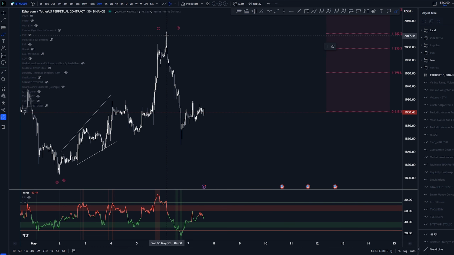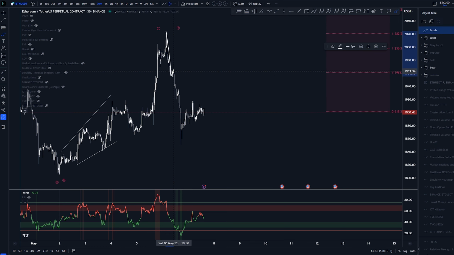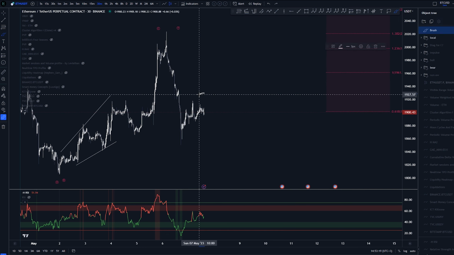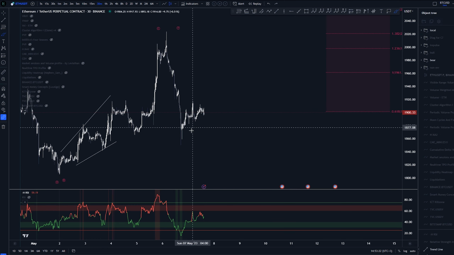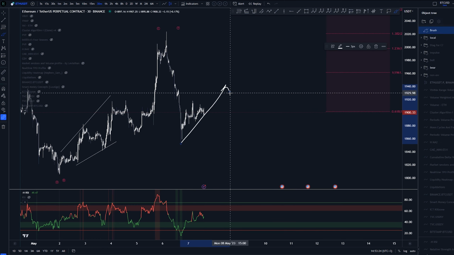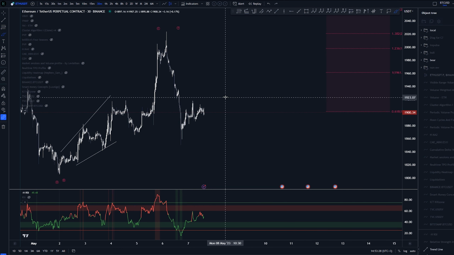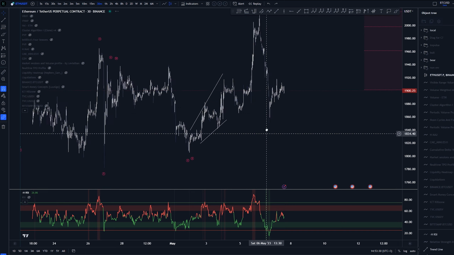Not really to me, because again, this structure here is not really that large to be able to be connected with this. So I think this structure, whatever it was, is done. We're going to be getting a move up. However, this is not really looking impulsive. So again, correct the structure, and then I'm expecting another dump down.